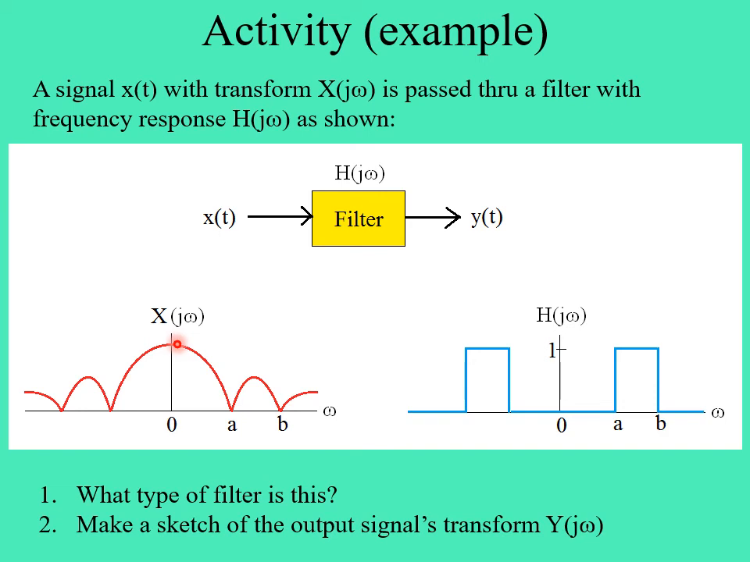So in this activity, you're supposed to do two things. First of all, determine what type of filter this is. In other words, is it a low pass, a high pass, etc. And then part 2, make a sketch of the output signal's transform, Y of j omega. In other words, what comes out of this filter. You don't have to do it as y of t, but figure out what Y of j omega is, in other words, the frequency domain output of this system. So go ahead and pause the video here and see if you can work out this activity.